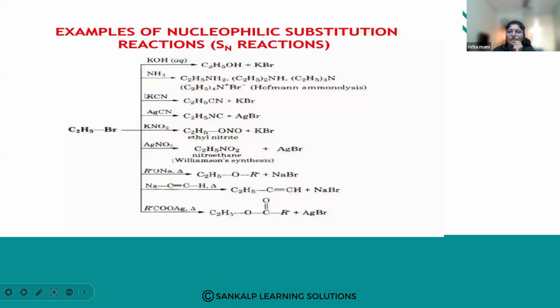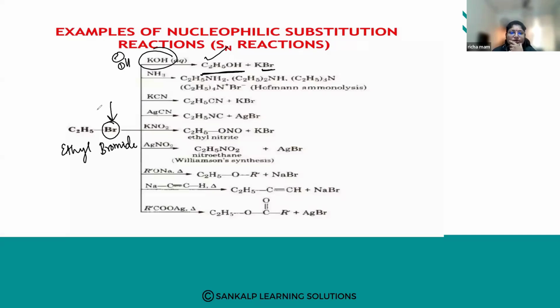These are different examples of nucleophilic substitution reactions. With different reagents, we are going to see the nucleophilic substitution reaction. We have taken the starting reactant as ethyl bromide. When you react it with KOH, what do I get? Br is the leaving group, and KOH provides the nucleophile, OH minus. So OH will replace the Br and you get ethyl alcohol, C2H5OH plus KBr, as the product. This is the substituted product.